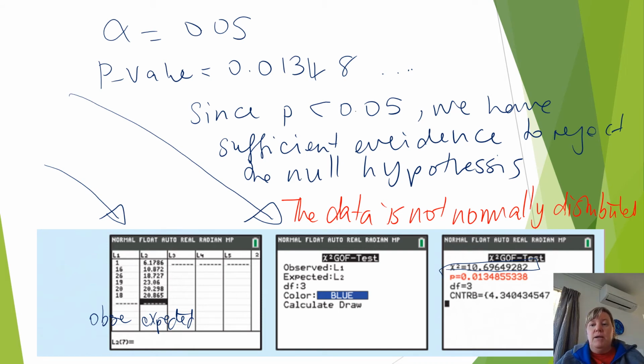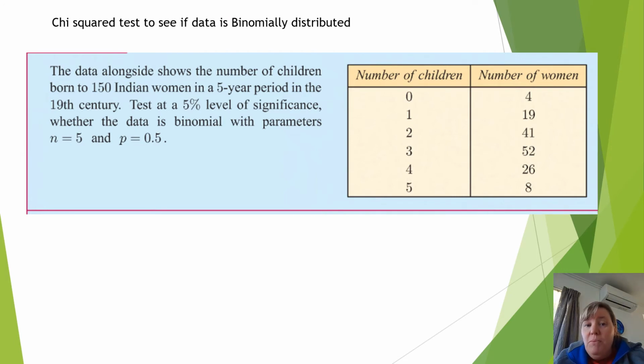So let's go on to the last one. The last one is binomially distributed. That sounds terrible. Okay, again, I've got some data here. I've been told 5% level. Remember, you can have 1%, you can have 10% as well. I've been given some parameters too.